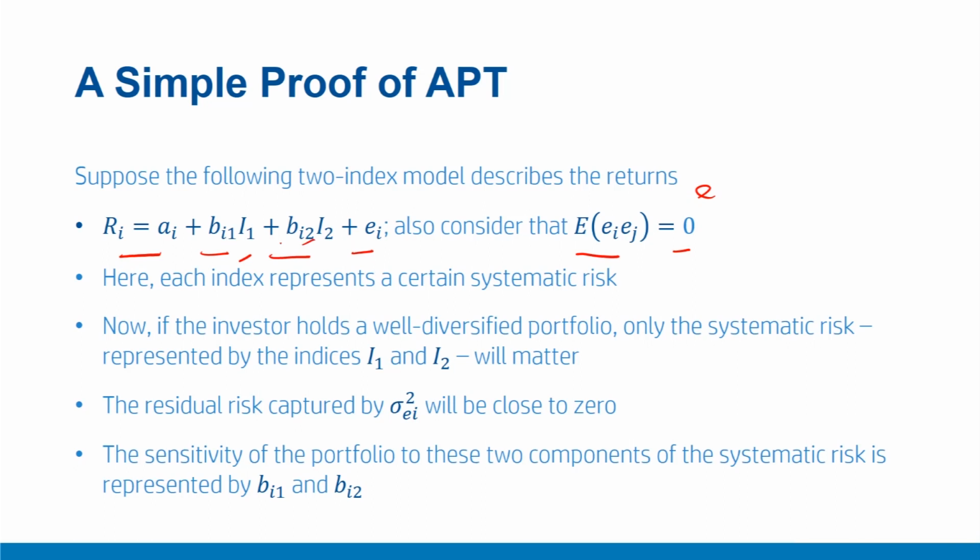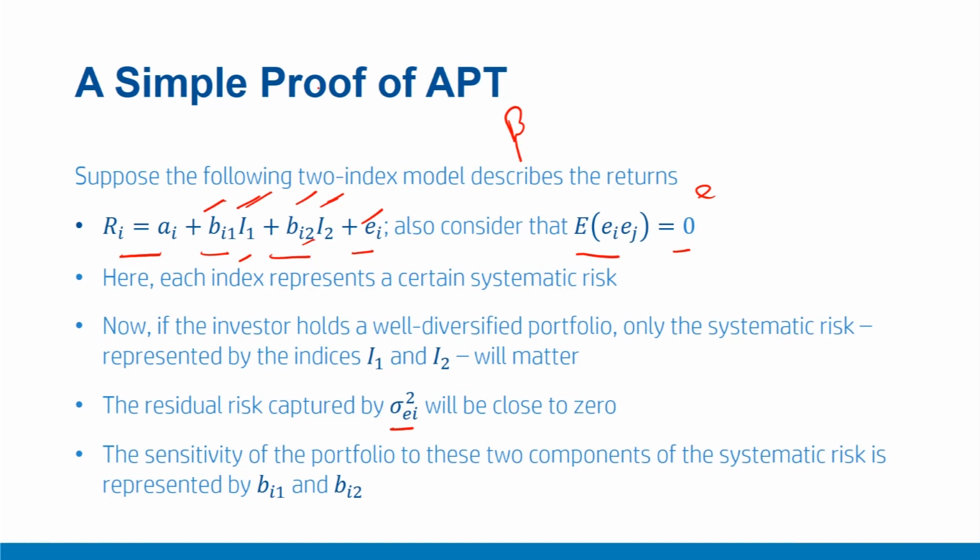Here, each index I1 and I2 represents a certain systematic risk, like market risk or industry sector specific risk. Now, if an investor holds a well diversified portfolio, then only systematic risk like I1, I2 should matter, and idiosyncratic stock specific risk, which is driven by this Ei residual, is 0. That means the variance of this Ei, sigma Ei square, the risk component supposed to be idiosyncratic and stock specific, should be close to 0. And therefore, the sensitivity of the portfolio towards these two components I1 and I2 that represent systematic risk, also called Bi1, Bi2, is something similar to beta in the context of CAPM.